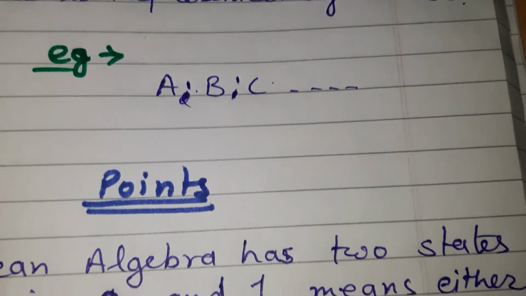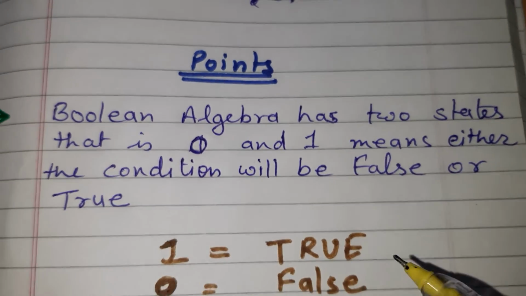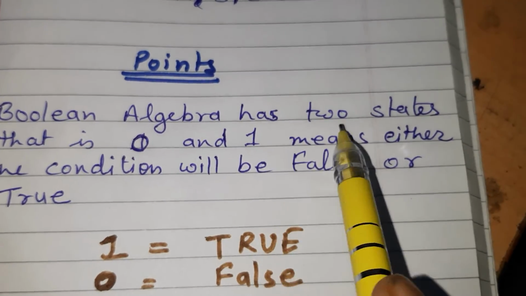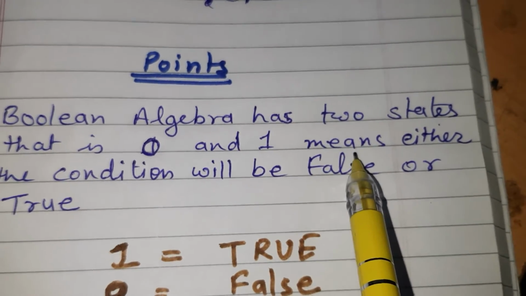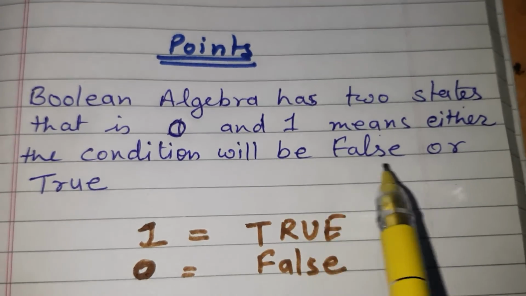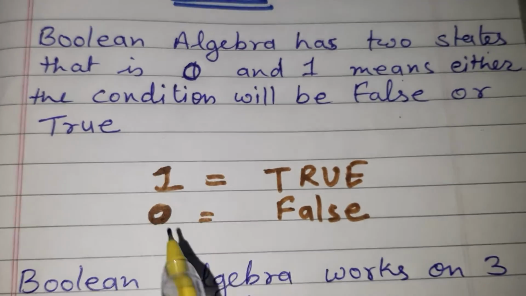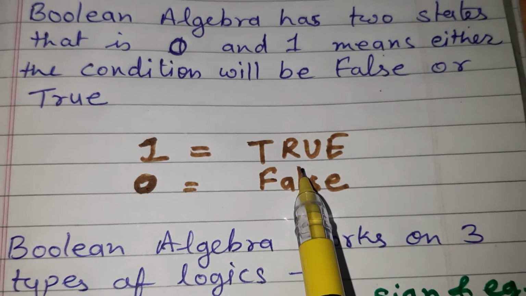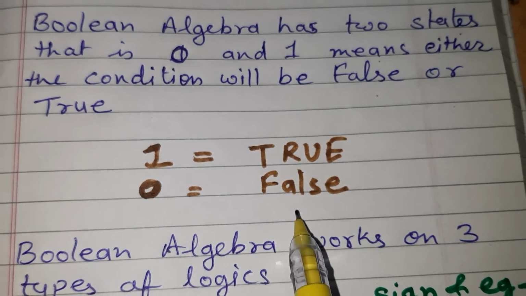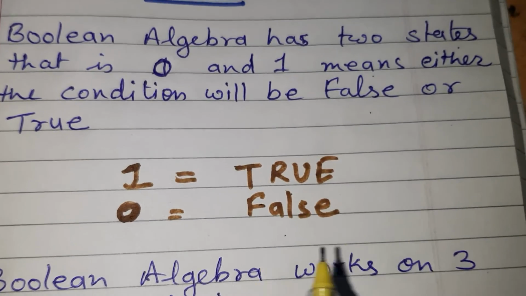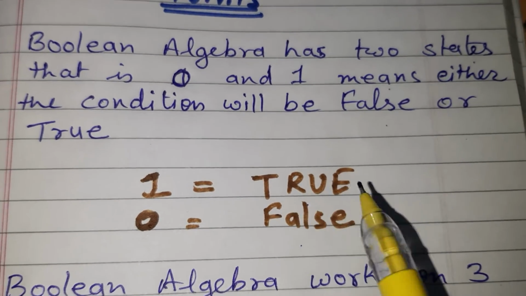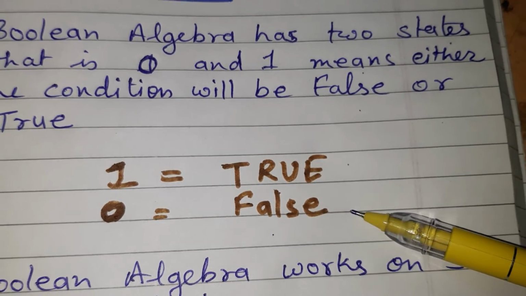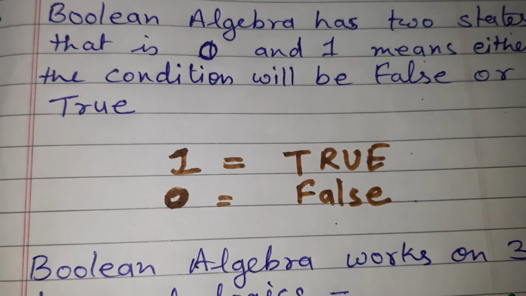So what points are we getting? Boolean algebra has two states, 0 and 1, meaning the condition is either false or true. 1 means a true condition and 0 means a false condition. There is nothing else confusing, only two states, true and false. Every logic has two states.